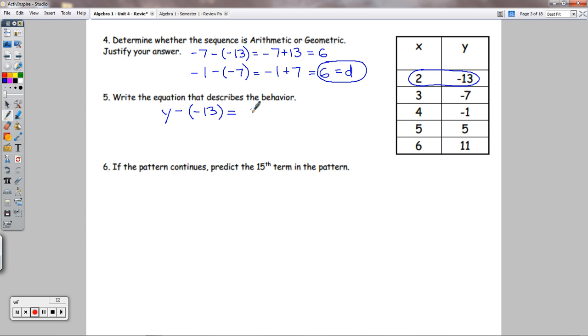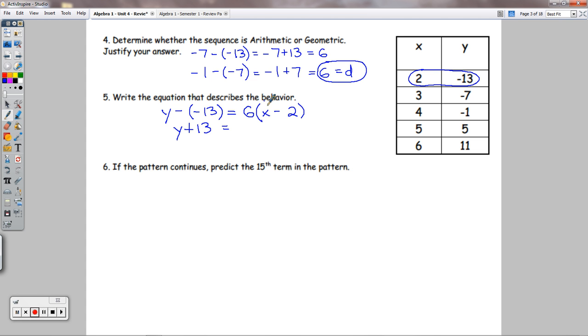So y minus negative 13 would be the m value, which is the same as your d value. So the slope is the same thing as your common difference. And so we're going to have 6 times, and then x minus that value there. X minus x1 would be x minus 2. And then we want to solve this for y. So get y by itself.